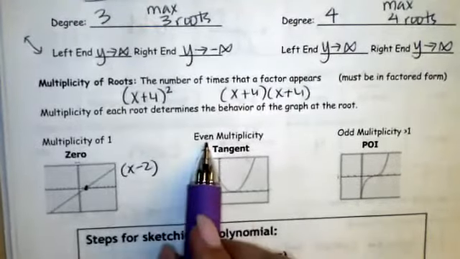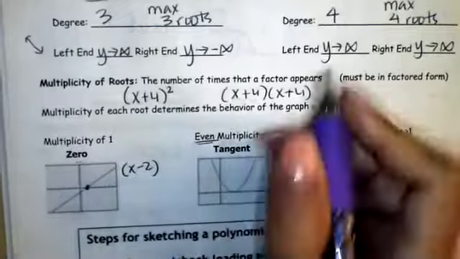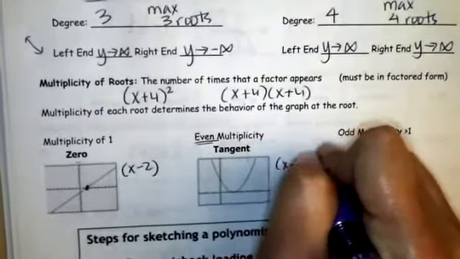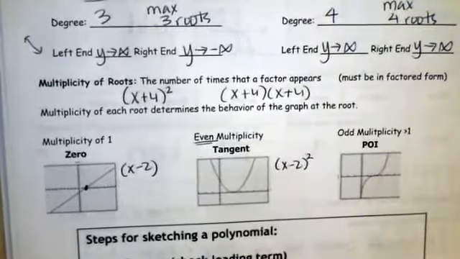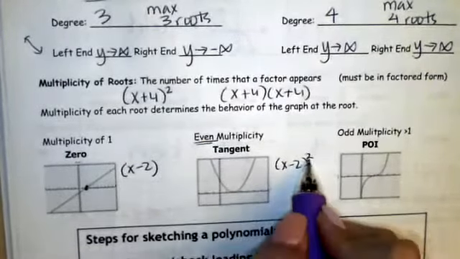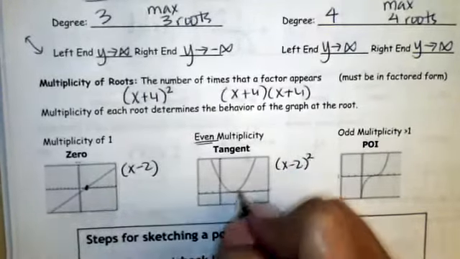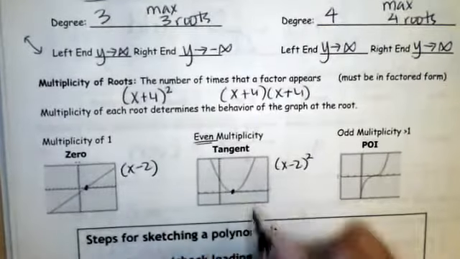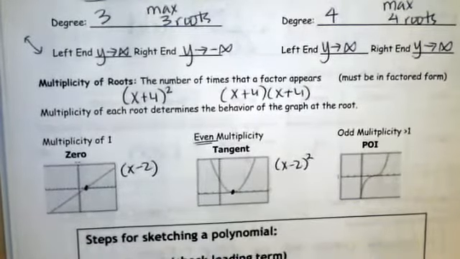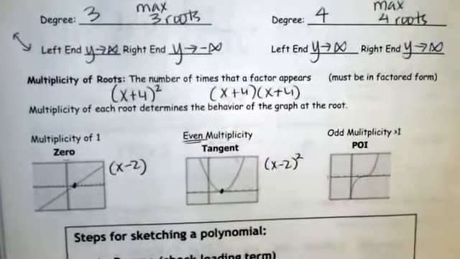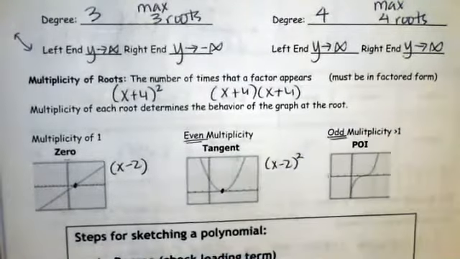If the multiplicity is even, that means something like x minus 2 squared. My multiplicity, which is the exponent on the factor itself, is even. It is going to touch at that point and stay on the same side of the x-axis. It does not cross.